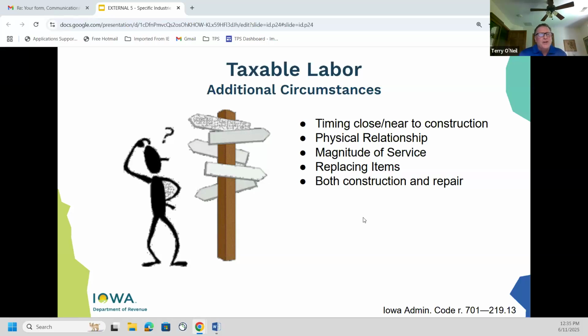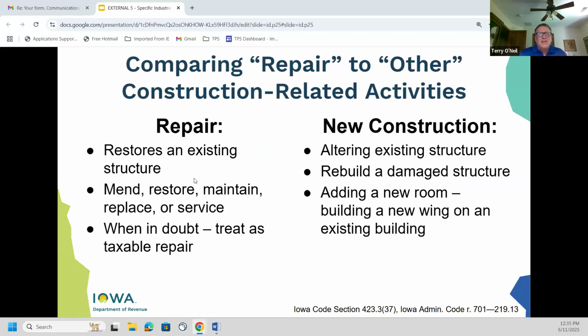Again, if you've got some repair going on in the other room of your home, that should be taxed. Those bills should be itemized to list out the type of work that's being done. Again, some other language that's used here, considering repair and other construction-related activities. Repair, we're looking at, restores an existing structure back to operable condition, so it's working properly. Terms that are used with repairs: mend, restore, maintain, replace, or service.